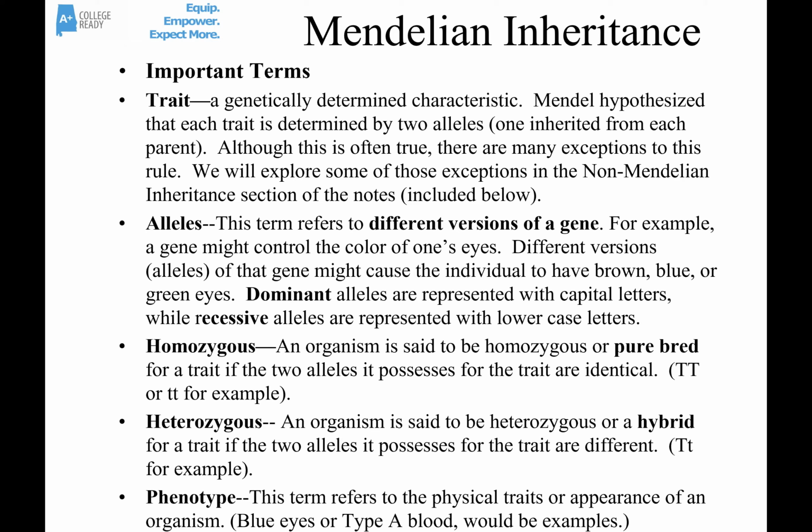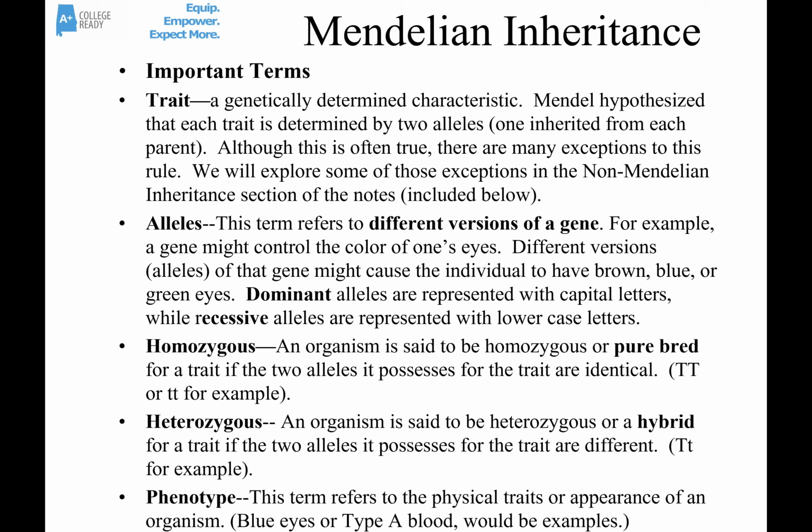Homozygous is another important term to be familiar with. An organism is said to be homozygous or purebred for a trait if the two alleles it possesses are identical. So that could be like a big T, or little t. Heterozygous is an organism that has two different alleles for the same trait. We also use the term hybrid to refer to heterozygous organisms.